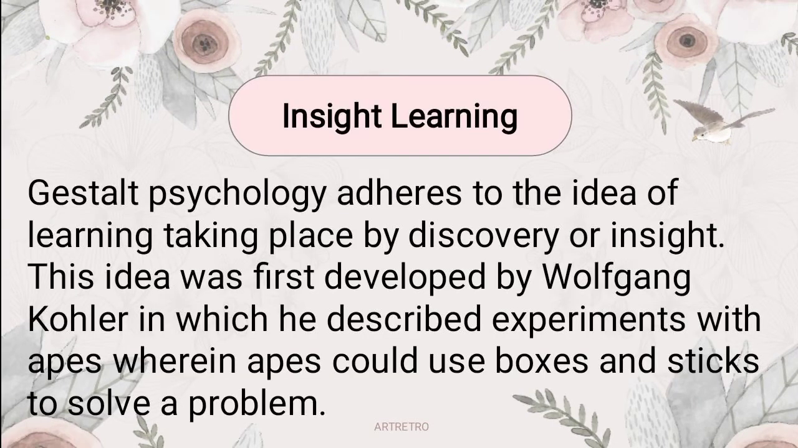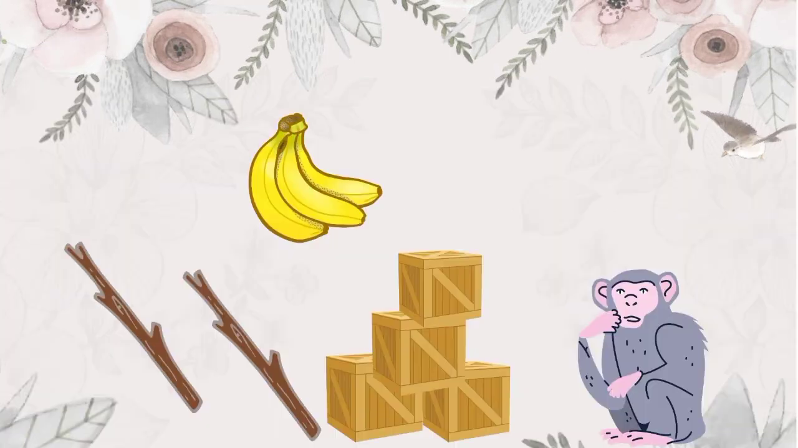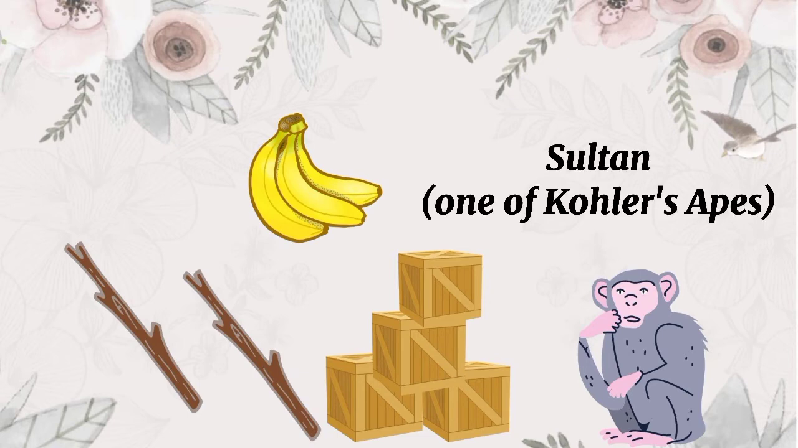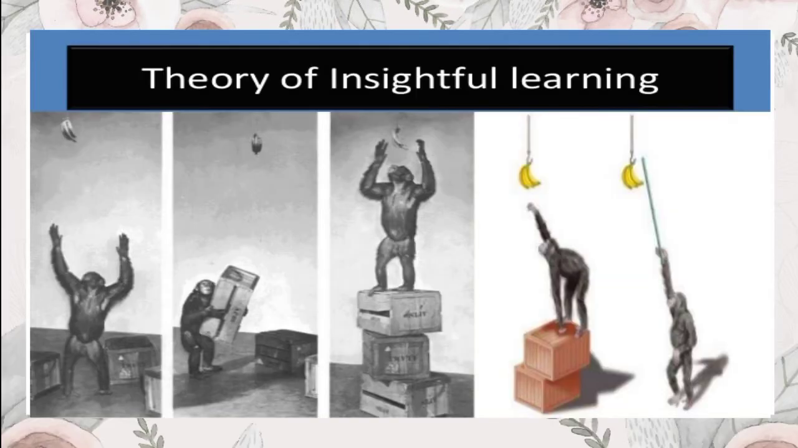Gestalt psychology adheres to the idea of learning taking place by discovery or insight. The idea of insight learning was first developed by Wolfgang Köhler, in which he described experiments with apes where the apes could use boxes and sticks as tools to solve problems. So in the box problem, a banana is attached to the top of a chimpanzee's cage. The banana is out of reach but can be reached by climbing on and jumping from a box.